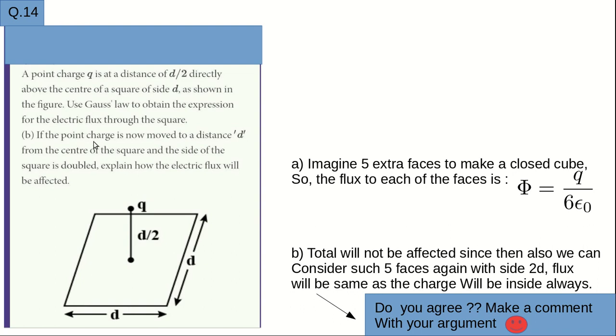And now if you just move the charge a distance d prime from the center of the square and the side of the square is doubled, explain how the electric flux will change. So now if you just shift this charge and make this d to be 2d, the flux will be the same, because flux is independent of the area of the cube. Flux is basically just q by 6 epsilon naught, as you can see here. So flux will be the same.